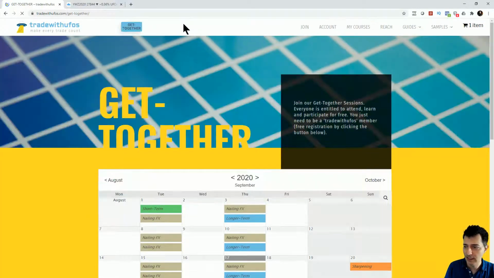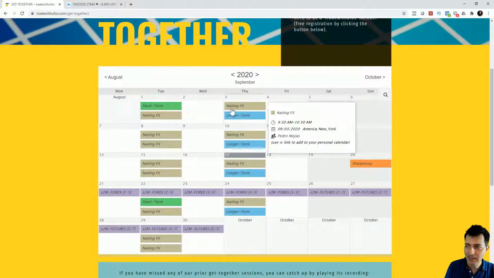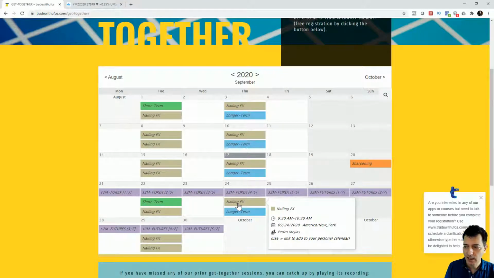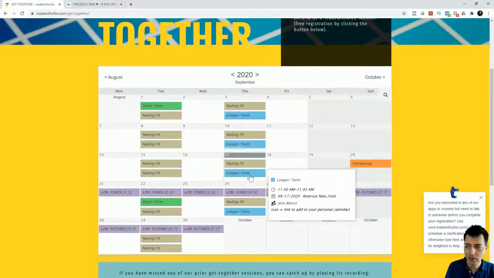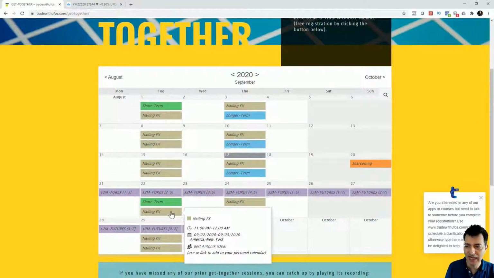But for example, you see on the calendar, anytime you see nailing effects, those are sessions that we do specifically for forex trading. Earlier in the day we did one, but now we are doing the longer term. So just keep that in mind. Nailing effects we do plenty.